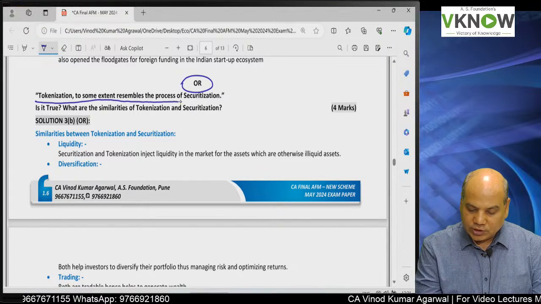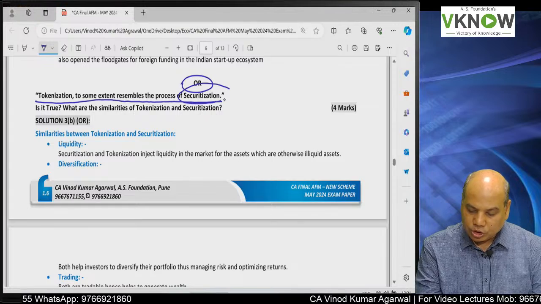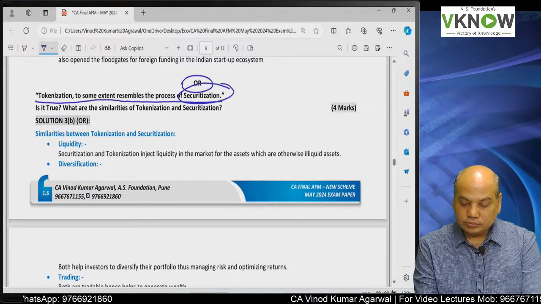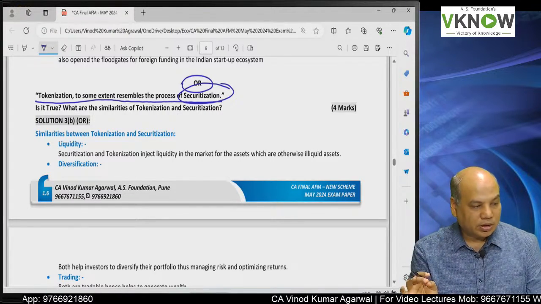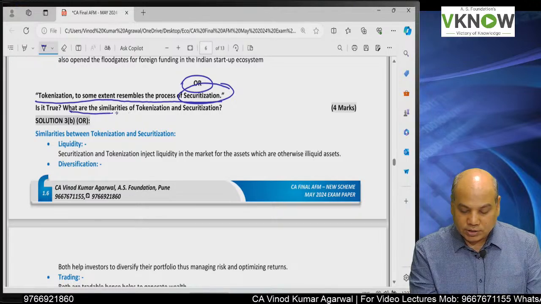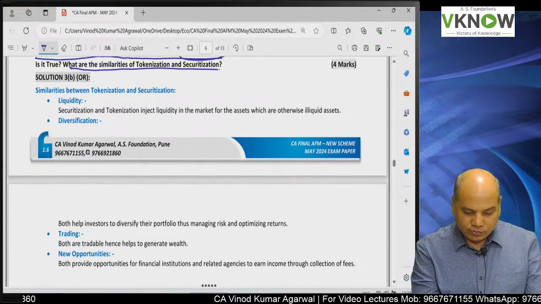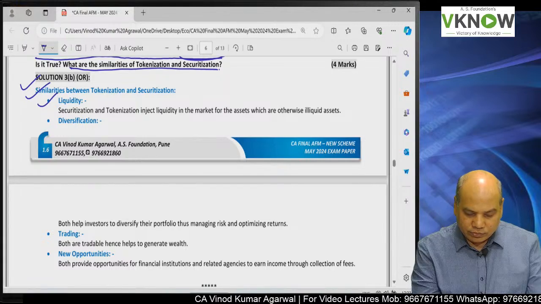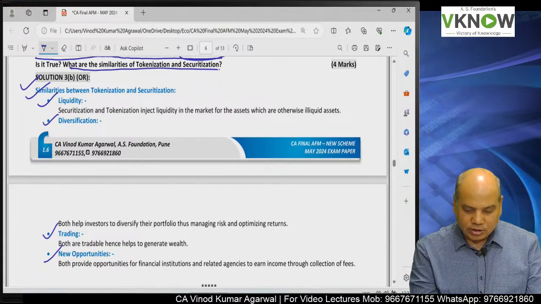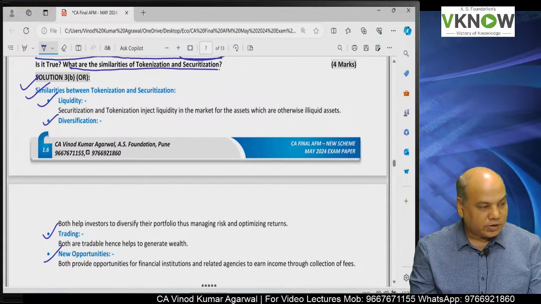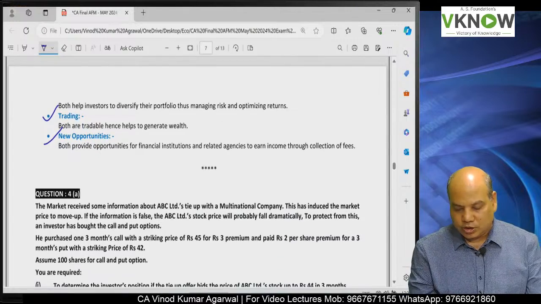Tokenization to some extent resembles the process of securitization. This question is from the topic securitization. It is there in your study material also. What are the similarities of tokenization and securitization? I have written the same answer which is printed in the study material: liquidity, diversification, trading, new opportunities.